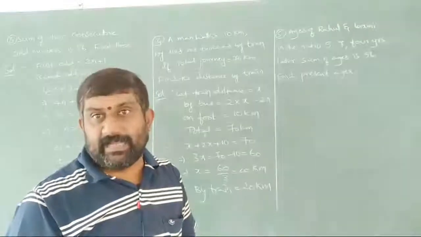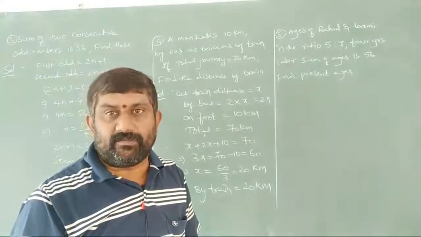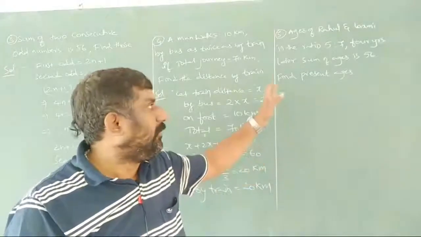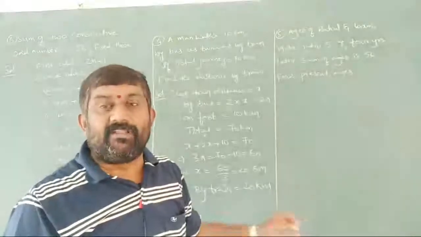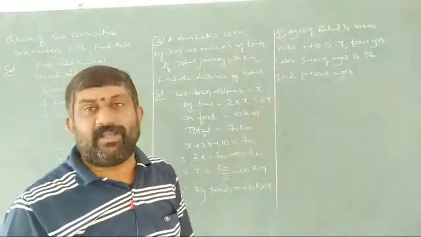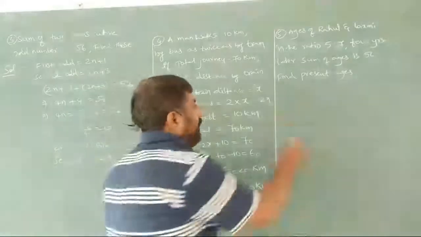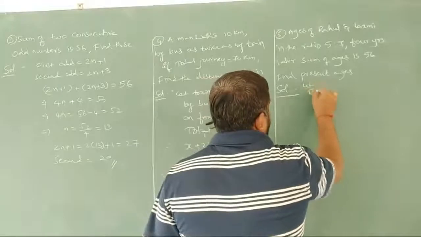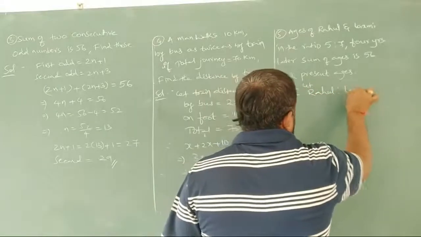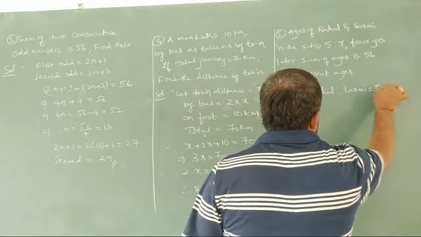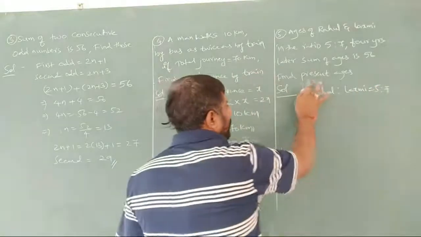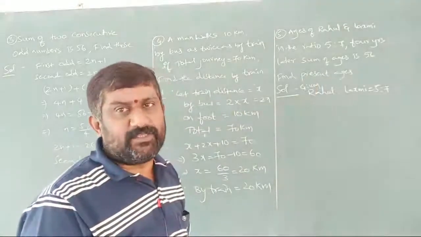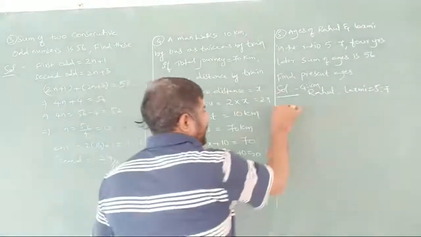4 years later means after 4 years. Of course, a similar problem we discussed in the previous class. After 4 years, the sum of their ages is going to be 56. We have to find their present ages. Given Rahul is to Lakshmi is going to be 5:7. Let their ages.